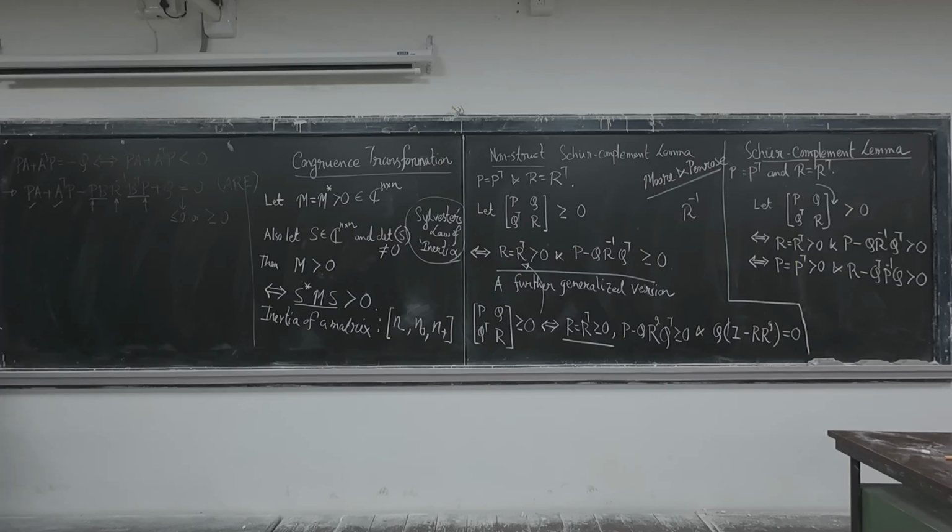Now coming back to the ARE, suppose it is less than equals to 0 or greater than equals to 0. Can you directly apply the Schur complement lemma to get it in a linear form? Because at this moment the main problem for us is that it is still a non-linear matrix inequality. We have to convert it to a linear matrix inequality.